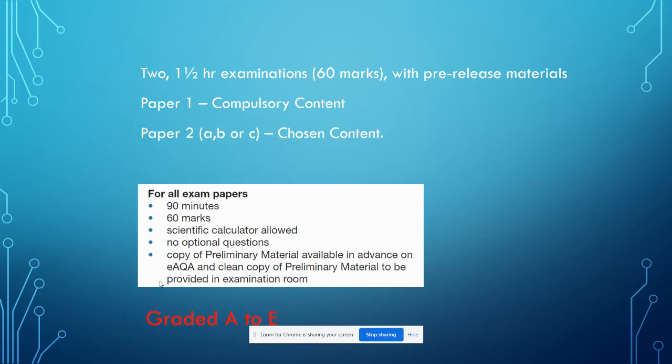What does the exam look like? There are two exams. Both of them are an hour and a half. They are 60 marks each, and they are both calculator. A scientific calculator is compulsory for this course, and it is essential that you have one on the very first day because you will need it.